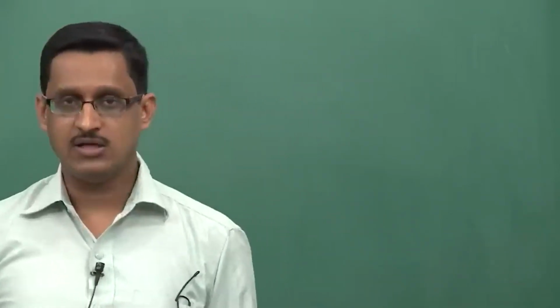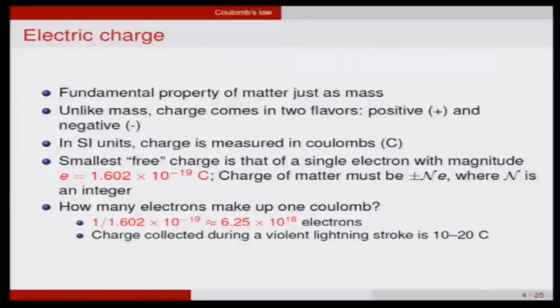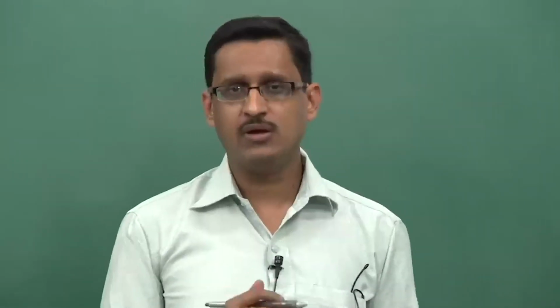Now, what is an electric charge? An electric charge is a fundamental property of matter just as mass. Now, when you talk of mass, you can have only one type of mass, right, whereas charge comes in two flavors. It could be positive or it could be negative, and these are the only two types of charge that one can have.